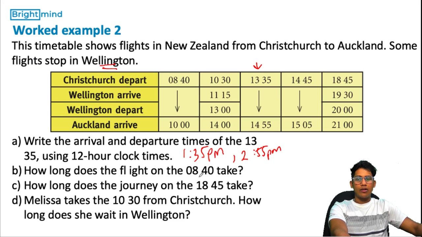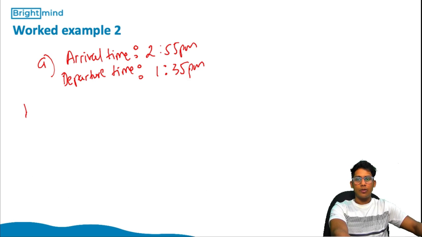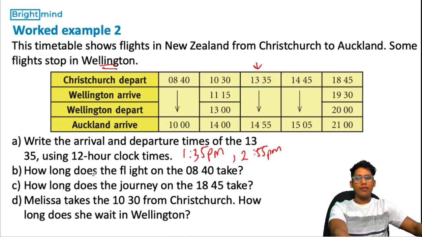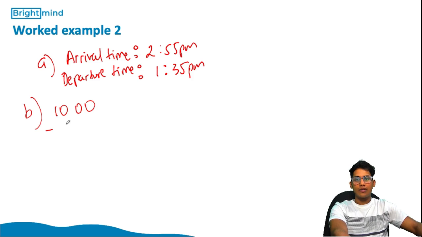take on the 8:40, right? So how long does the flight on the 8:40 take? So how long does this flight take to leave from Christchurch and arrive at Auckland? So what we have to do is find the difference between 10 and 8:40. Okay, so we're just going to do the calculation here. For B, we have to do the difference, because anytime there's "how long", we're basically just finding a difference, right? So 10 minus 840.